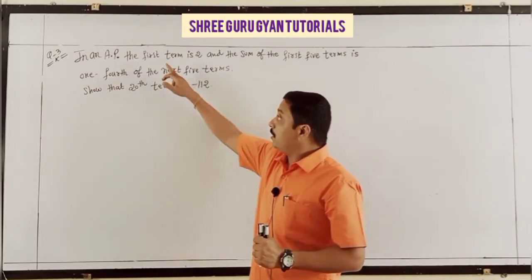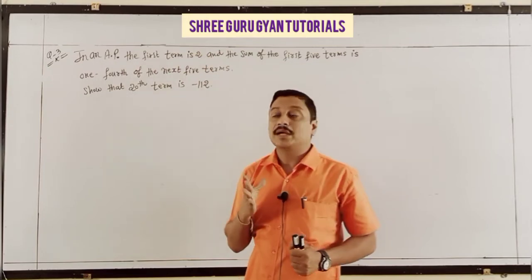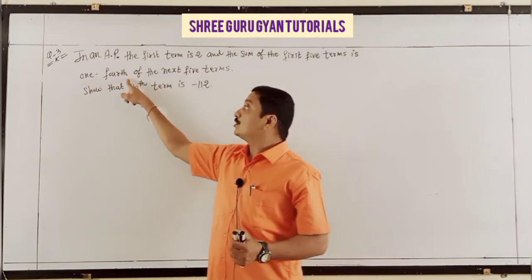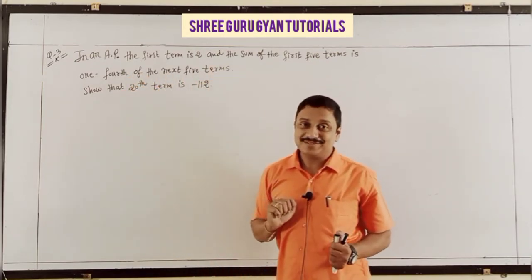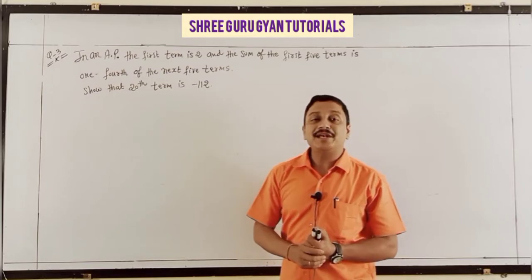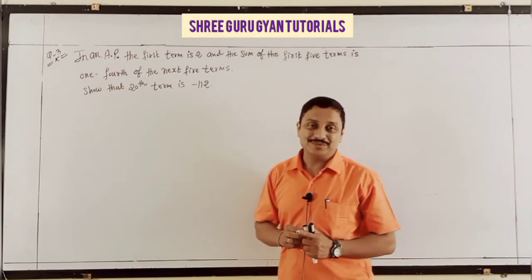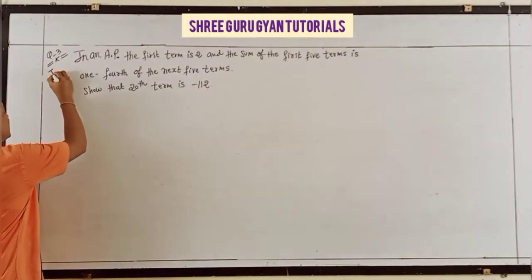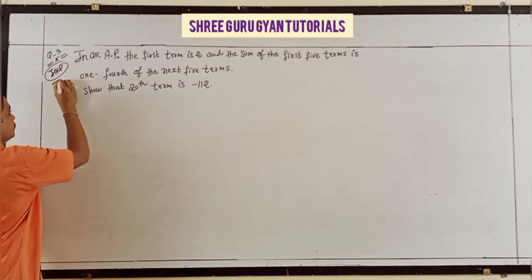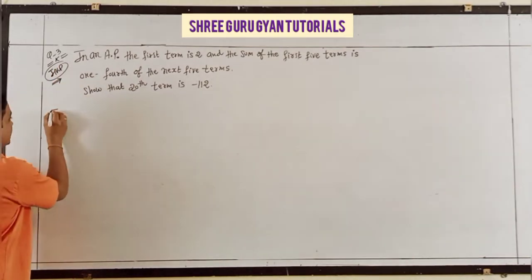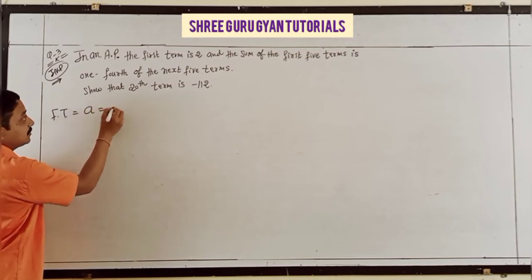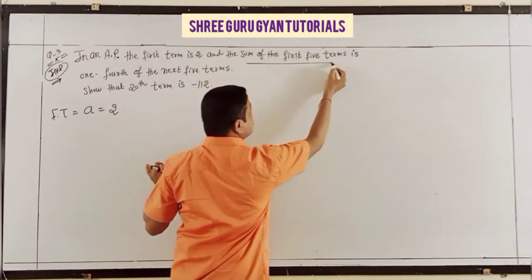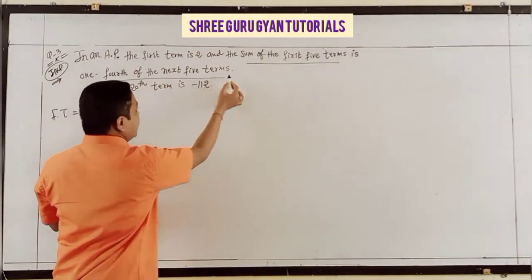If in an AP the first term is 2 and the sum of the first 5 terms is 1/4 of the next 5 terms, then prove that the 20th term is minus 112. Yes students, this is an important, exam-oriented sum. The first term is given, small a, which is 2, and the sum of the first 5 terms is 1/4 of the next 5 terms.